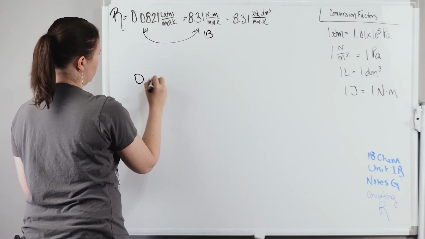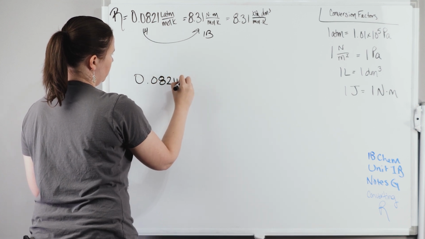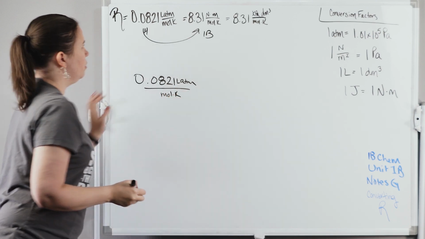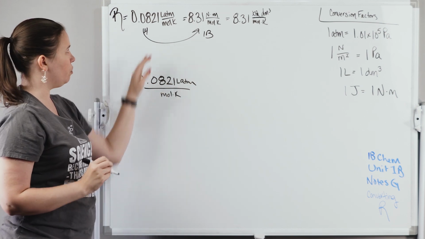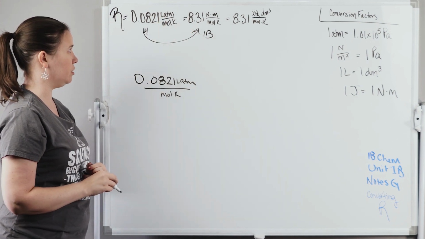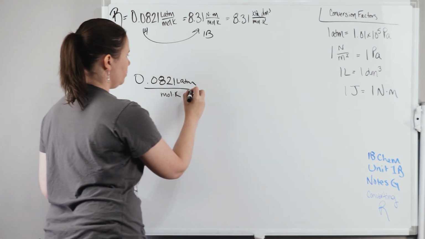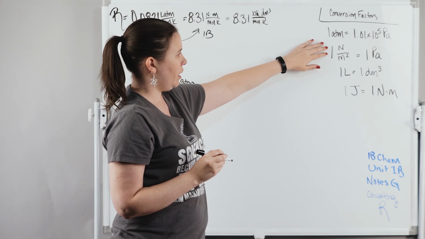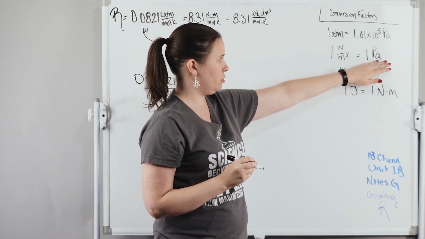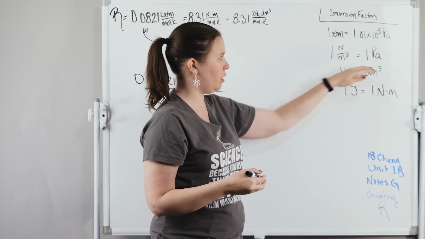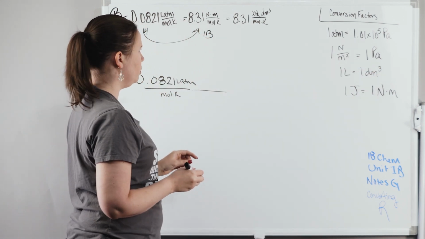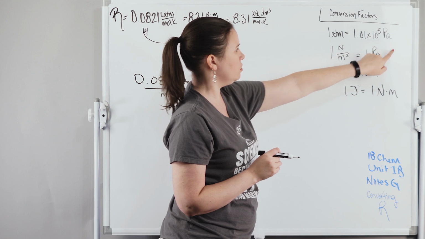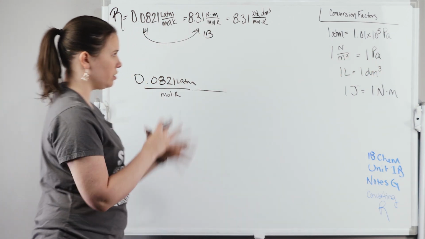So starting with 0.0821 liter atm over mole Kelvin. Now notice the bottom doesn't change at all. So we're really just focused on the top, liter atm, and I want to get that into something with the Newton meter. So the first thing that I notice is with my conversion factors, I have Newton meter that does tie to a pressure. 1 Newton per meter squared actually is equal to 1 Pascal. So if I'm having atmospheres, I would try to get it to pascals so that then I can get towards the Newton something that I want.